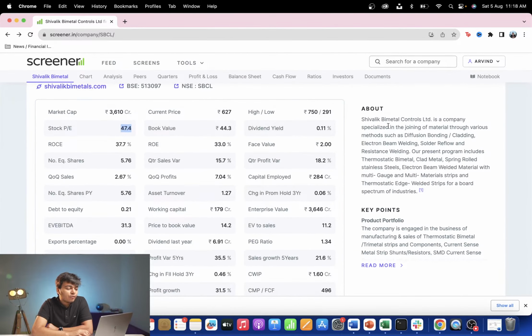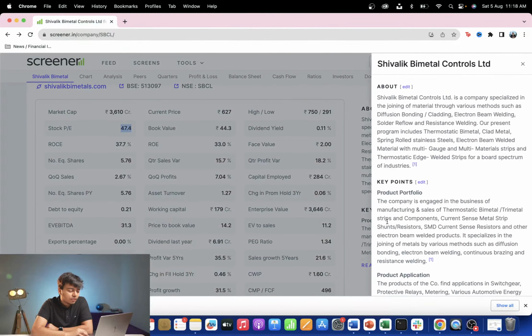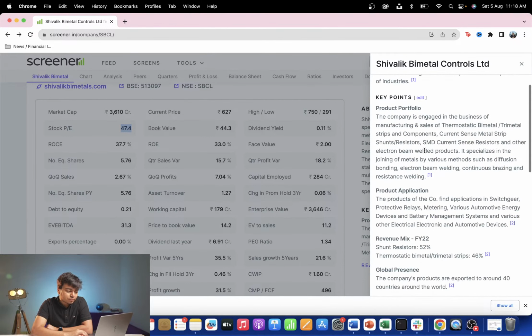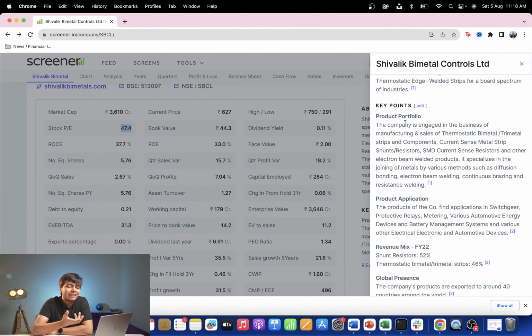Now we have the about section and the key pointers here about the company. This is basically what the company does, what it is into, and what manufacturing it does. The product portfolio will give us a very key insight into what the company is producing, and why the share price has risen by almost 8x or 9x from its price point of 5 years ago.